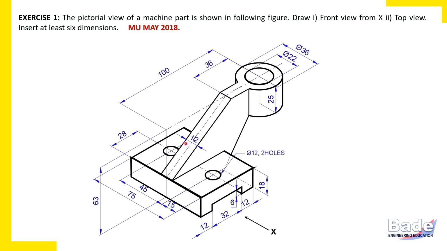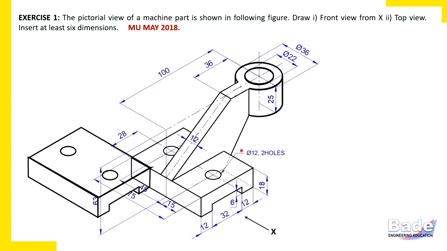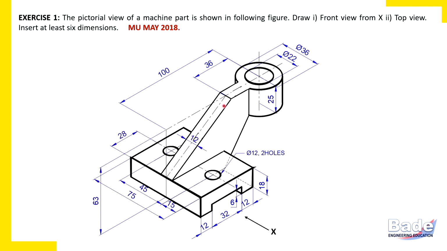Now when you look at this diagram, this object, in seconds you can identify 3 portions of the object. There is a cylinder at top, there is a base plate, and there is a thin 12 mm thick plate connecting these 2 parts. So we are going to complete this diagram part by part.